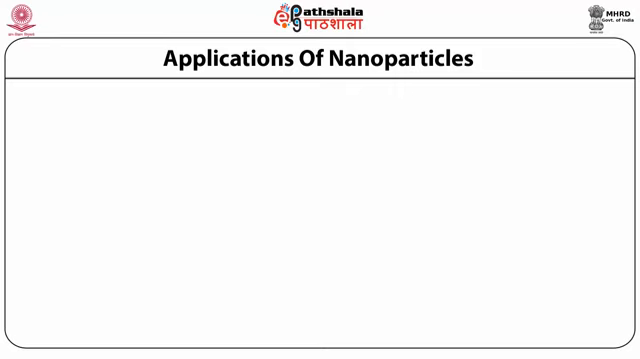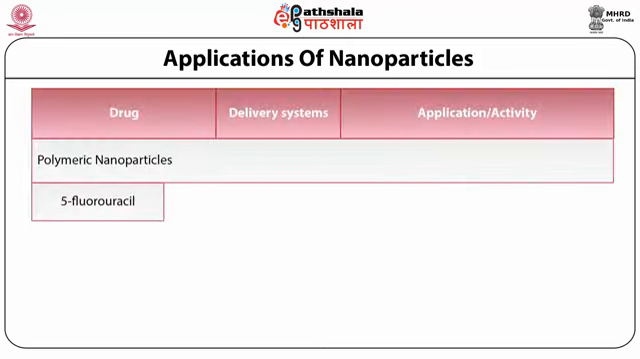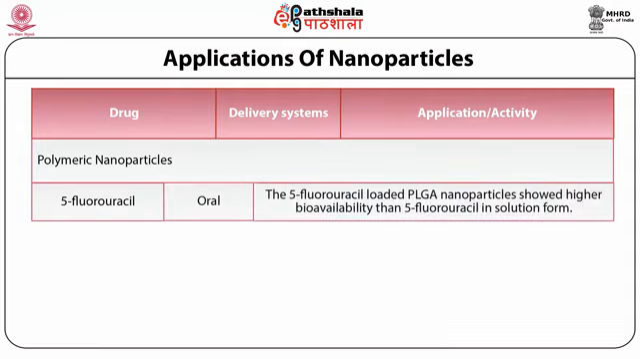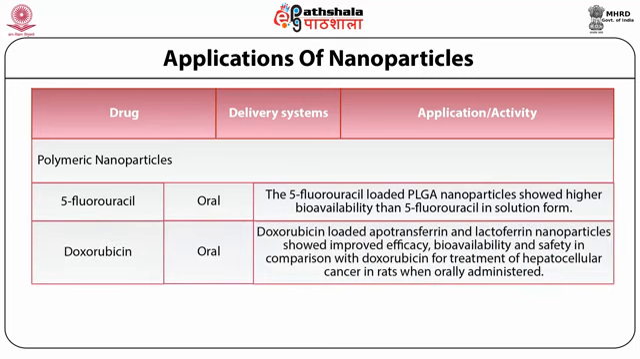Now let's cite some examples of marketed nanoparticle formulations which show the application of nanoparticles in the therapeutic field. The first example is 5-fluorouracil, which is given by the oral route, and is available in the form of PLGA nanoparticles for higher bioavailability than 5-fluorouracil alone. Then doxorubicin is also given by the oral route, and doxorubicin-loaded apotransferrin and lactoferrin nanoparticles showed improved efficacy, bioavailability, and safety in comparison to doxorubicin for the treatment of hepatocellular cancer in rats when given by the oral route.